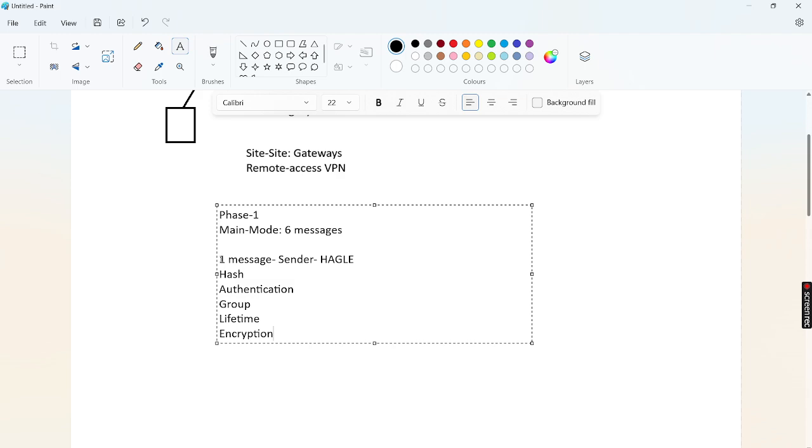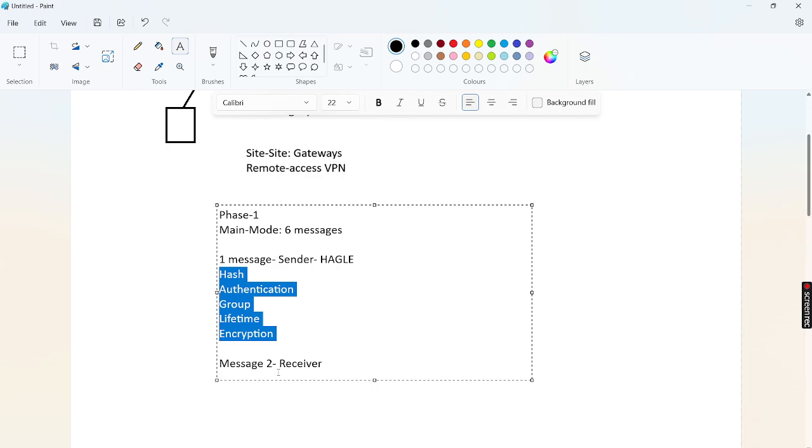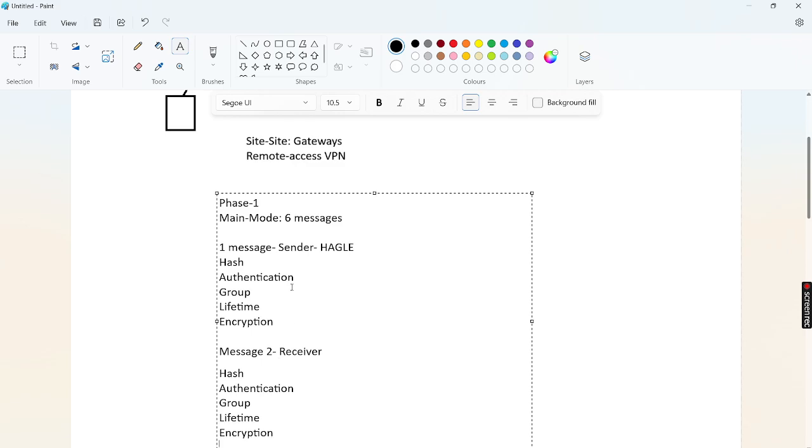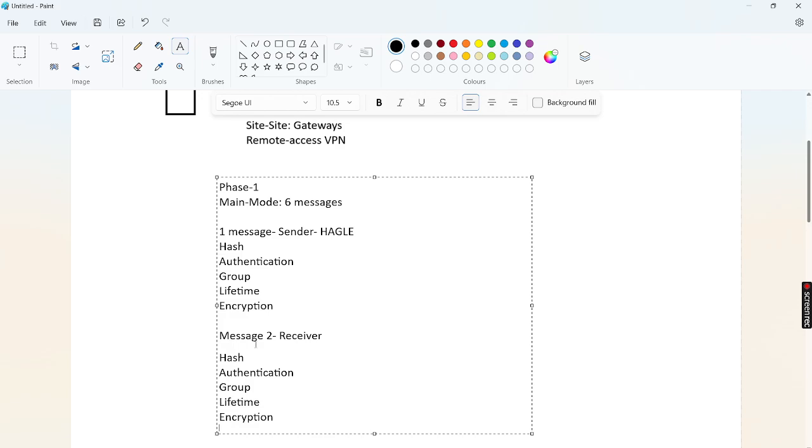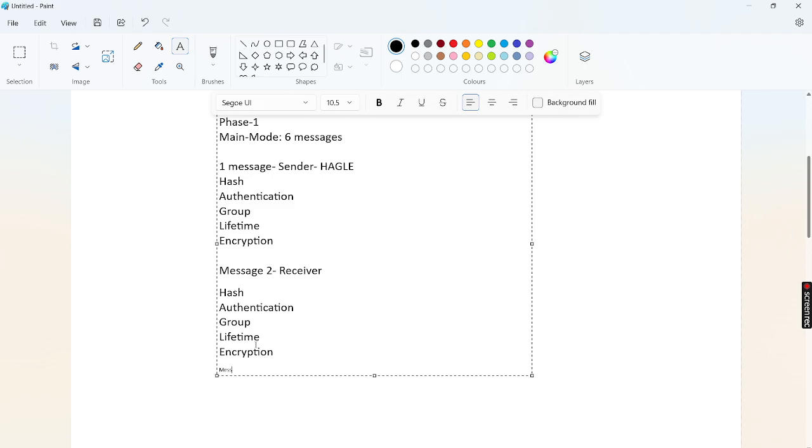For our understanding purpose, I made it HAGLE, where these 5 parameters will be negotiated between sender and receiver in the first message. The same parameters will be sent in the second message, from the receiver. The same HAGLE parameters will be exchanged here. This is about the first message and the second message. And the third message is where the DH group or DH key exchange happens. Whatever group it has negotiated here, it will exchange here in the DH group exchange.